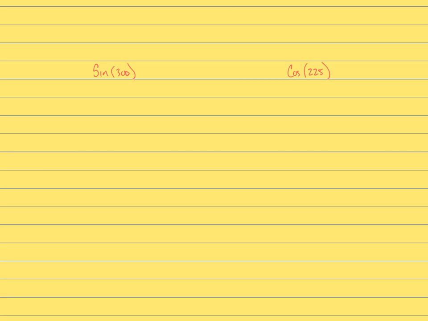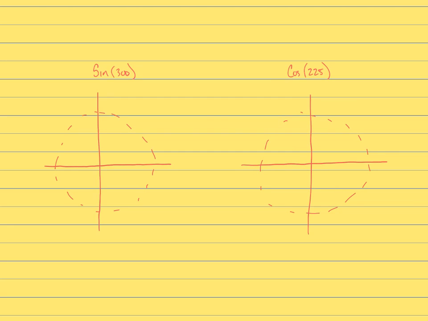All right, so what we're going to do is, without a calculator and using our special right triangles, calculate sine of 300 degrees as well as cosine of 225 degrees. In order to do this, we're going to start from our special right triangles inside of the unit circle. So let's assume these are perfect unit circles, even though obviously they are not.